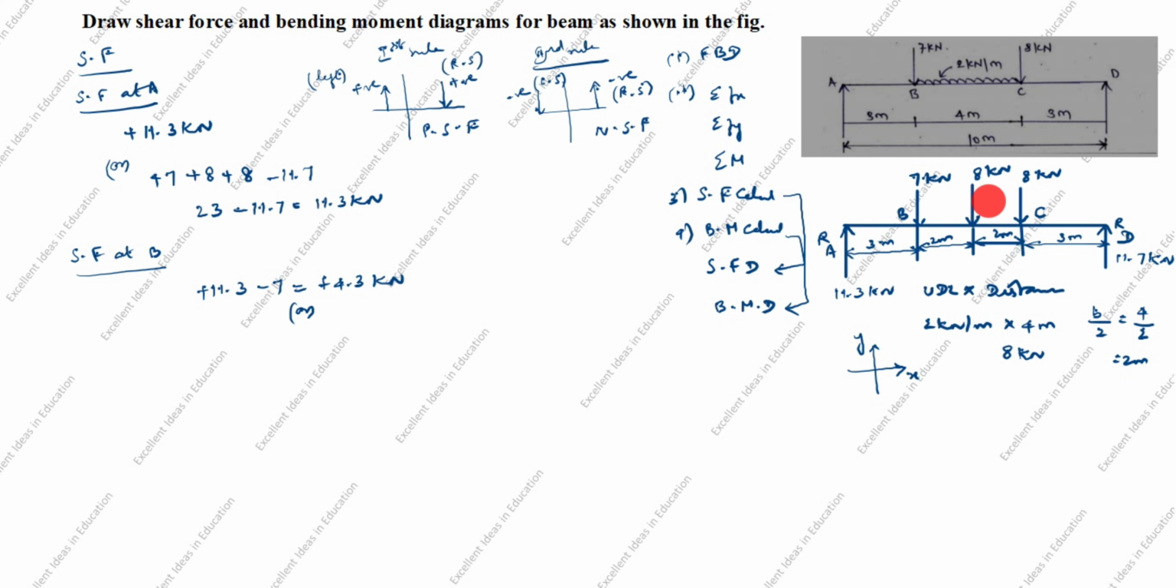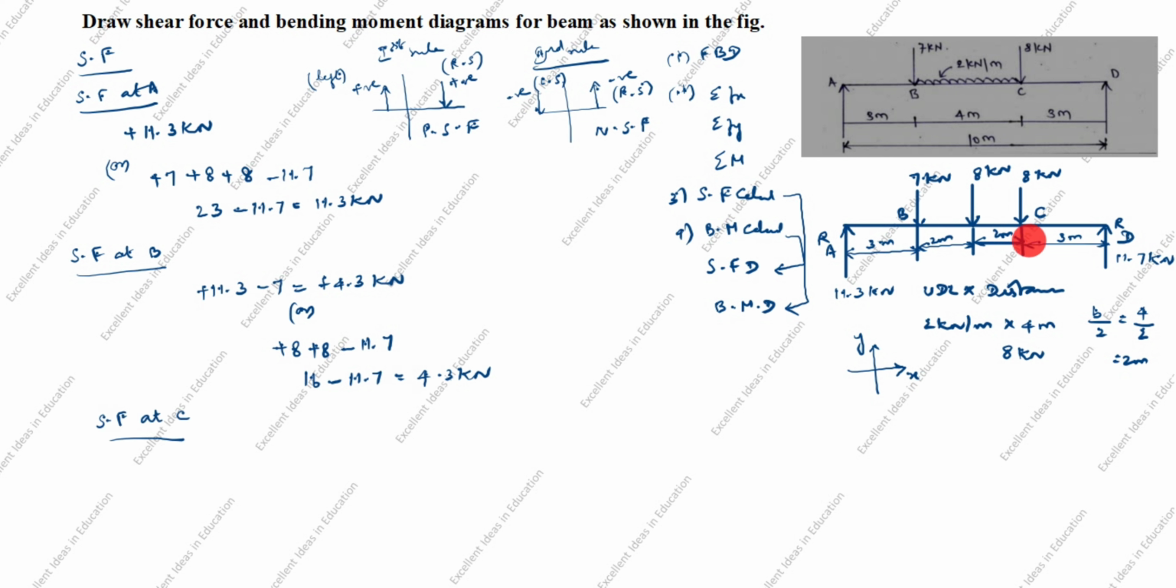Now we will calculate the right side. On the right side, we will take this point load. A point load acting downwards on the right side is positive. So plus 8. Next, the arrow also comes down. This is the right side. Right side is positive, plus 8. Next, the arrow goes up. On the right side, an arrow going up is negative. Minus 11.7. 16 minus 11.7 is equal to 4.3 kilonewton.